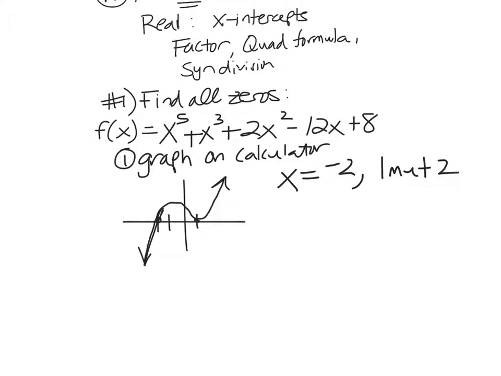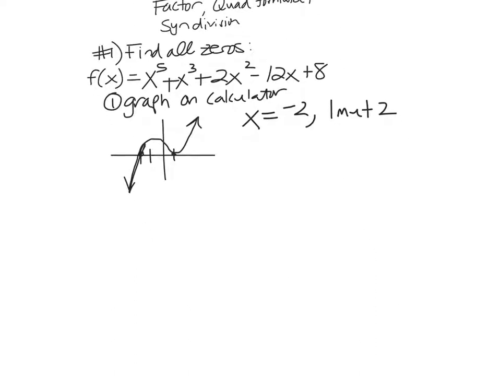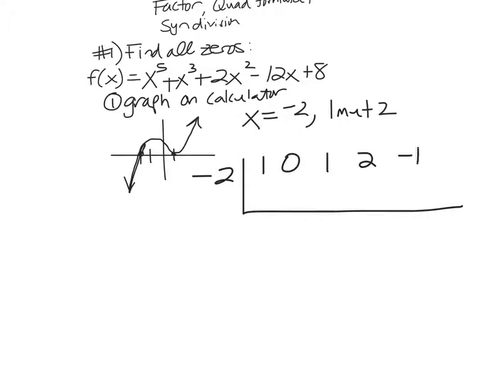Now, who likes long division? No? Oh, a couple of you do. Wow, I don't. I like synthetic division. So let's take negative 2, which is a zero, and let's do synthetic division with our polynomial. Now, we're going to put all the coefficients down. Remember, if there's any missing, you have to put a zero there. So 1 for x to the 5th, 0 for x to the 4th, 1 for x cubed, 2, negative 12, and 8.